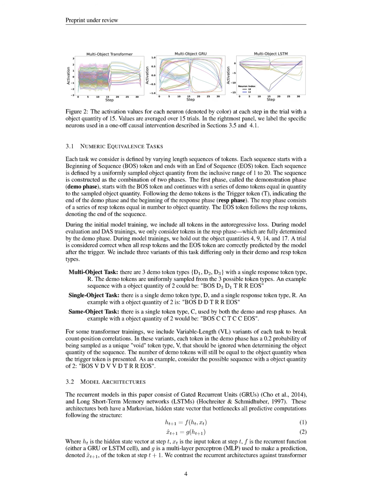In our numeric equivalence task, a simple example sequence could be BOS DD T RR EOS, where the object quantity is 2. The sequence begins with the beginning of sequence BOS token, followed by 2 demonstration tokens, DD, indicating the quantity of 2. The trigger token, T, signals the transition to the response phase, where the model must produce the same number of response tokens, RR, as the quantity observed.